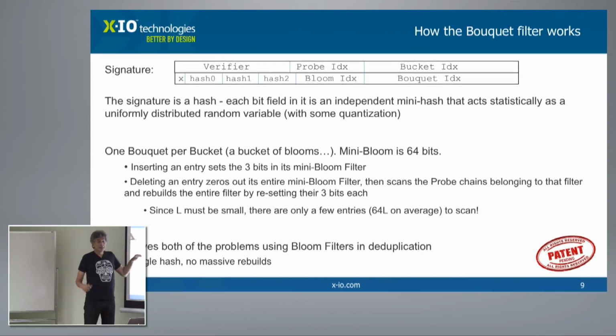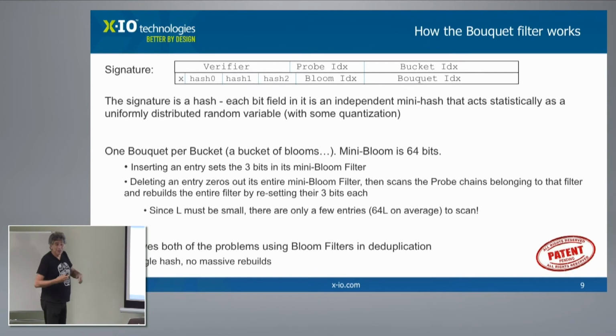So again, we don't compute multiple hashes, because if the hash algorithm you're using for your signature is worth a damn, every bit field in that hash is also a hash. By definition. It's uniform, it's random, it's all the good things. So we just decompose it differently.